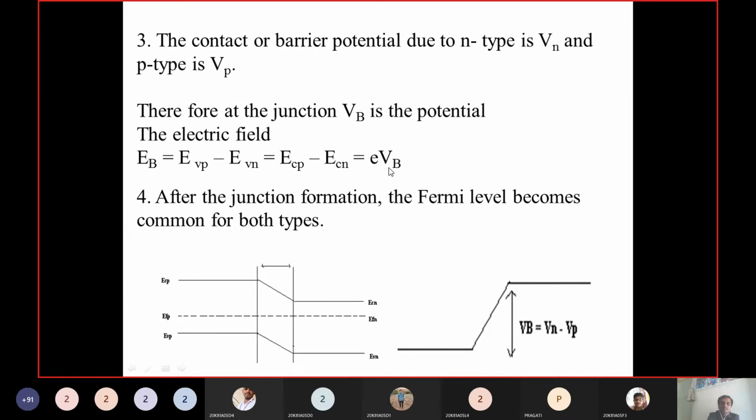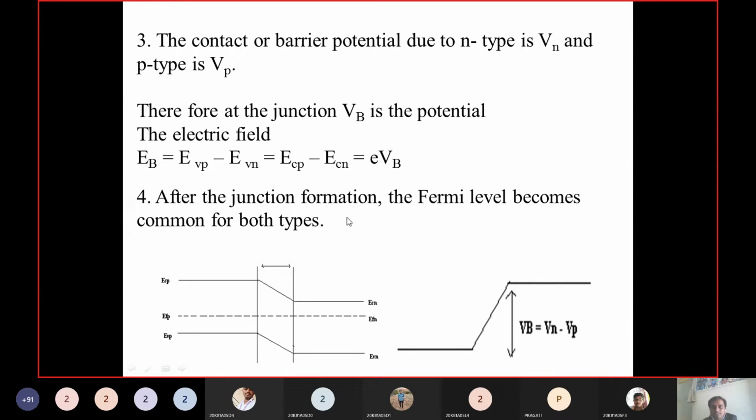There is a relation between electric field and potential: E is equal to small e into capital V. Here VB is the potential difference between the P region and N region. So the electric field due to the P region and N region is equal to e into VB.